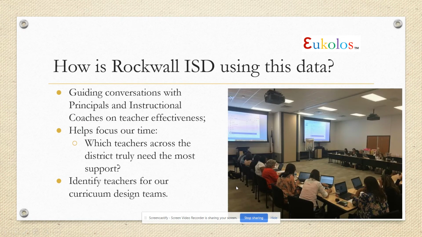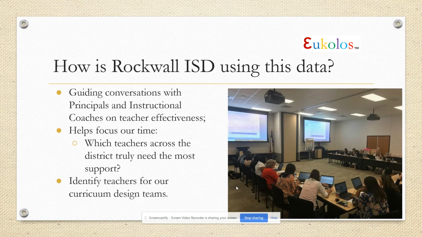How's Rockwall using the data? Obviously they're using it to guide conversations with principals and instructional coaches. Who's being the most effective? Where do we need to spend our time? Who is growing kids? Where would we not? So basically, when you only have a couple of instructional coaches, maybe only one for a district, where can they spend their most time to get your bang for your buck?